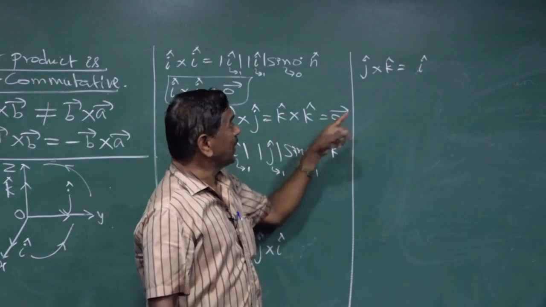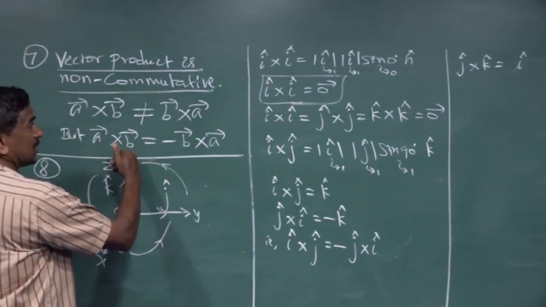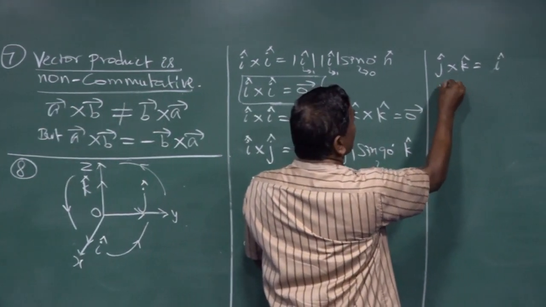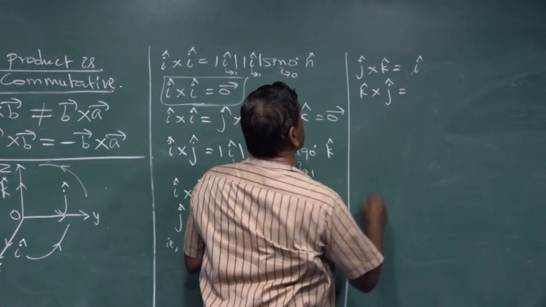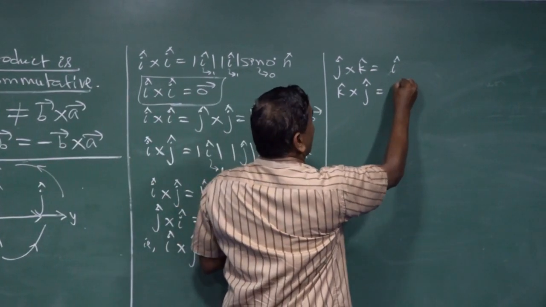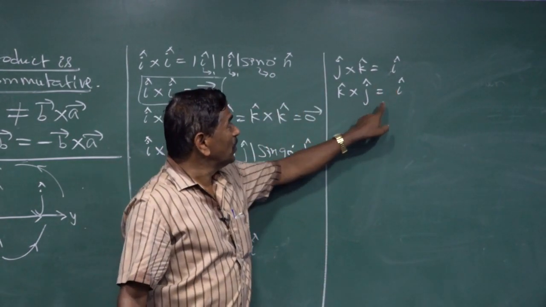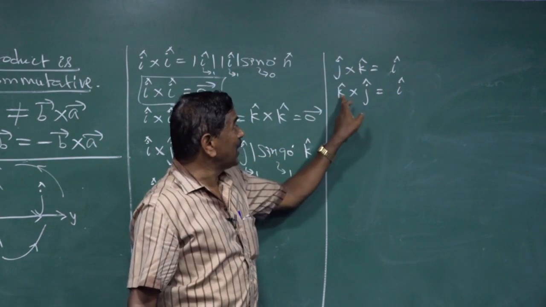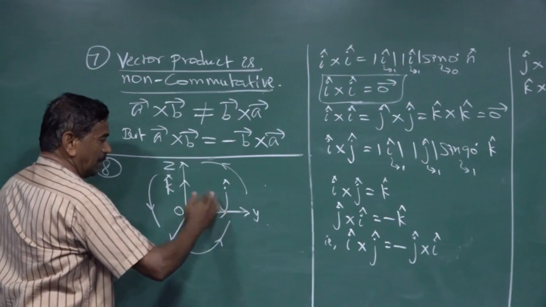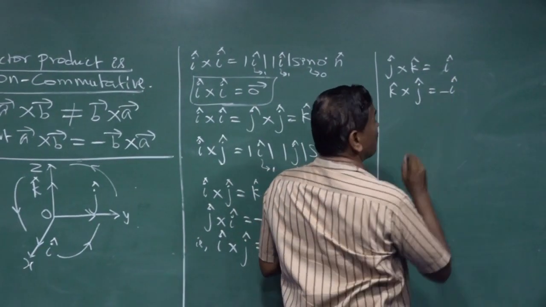For that, come to the diagram, J to K. J to K is a right-handed system, therefore plus I. Okay. Suppose K cross J, which is equal to, here J and K present, so absent I will be the answer, whether plus or minus. Here K to J is a left-handed system, so that is why minus. Okay.